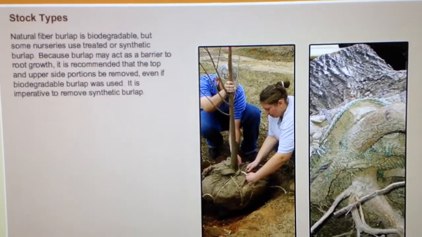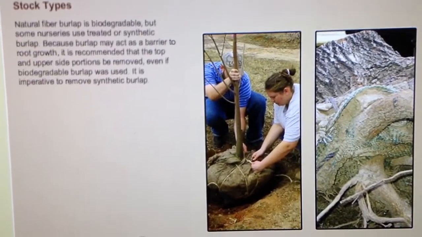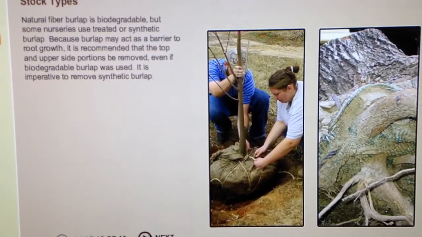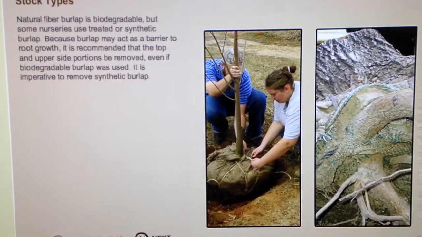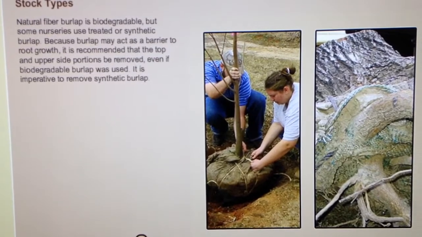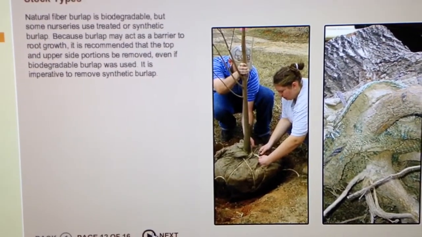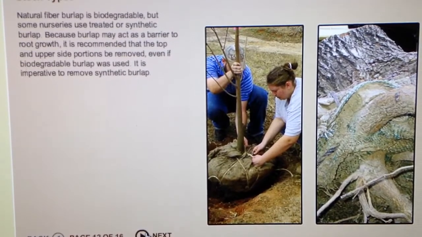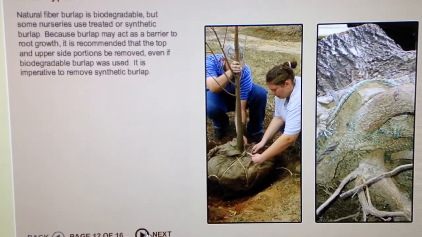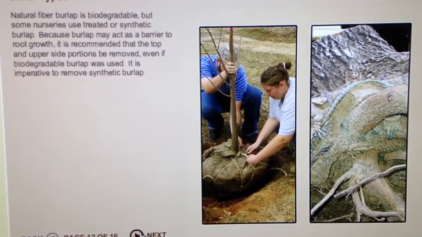Natural fiber burlap is biodegradable, but some nurseries use treated or synthetic burlap. Because burlap may act as a barrier to root growth, it is recommended that the top and upper side portions be removed, even if biodegradable burlap was used. It is imperative to remove synthetic burlap.